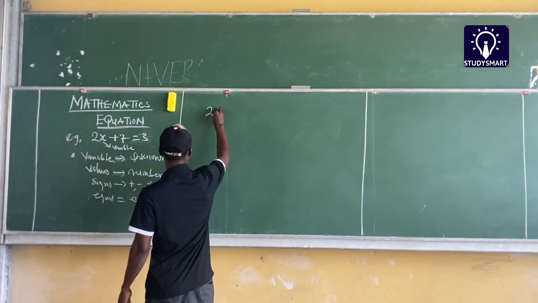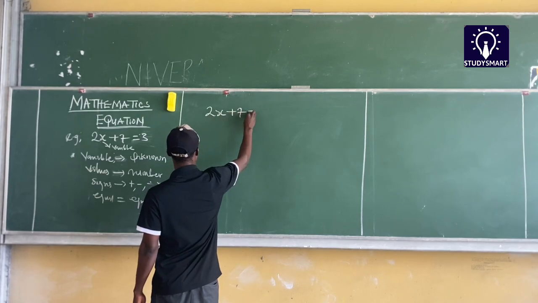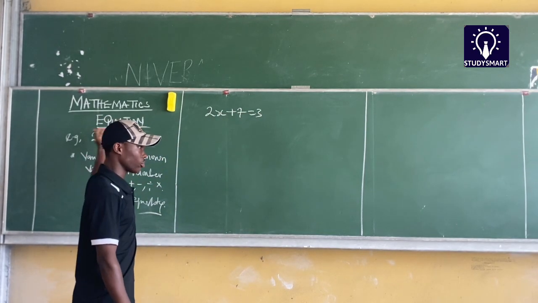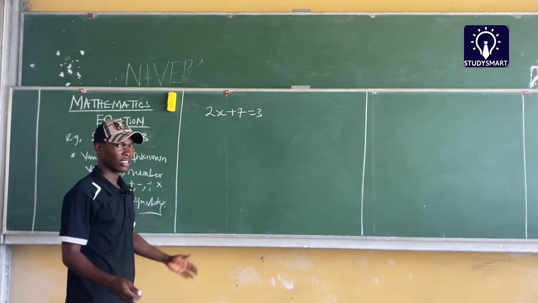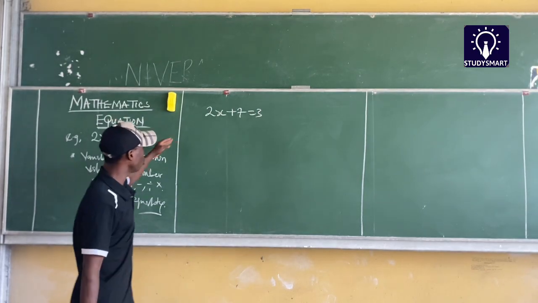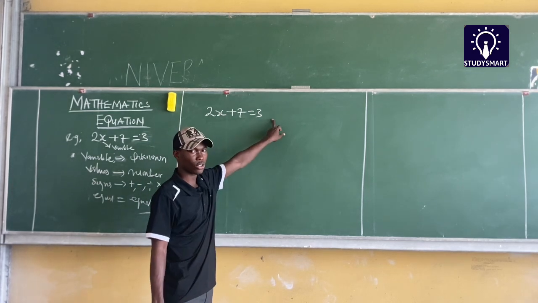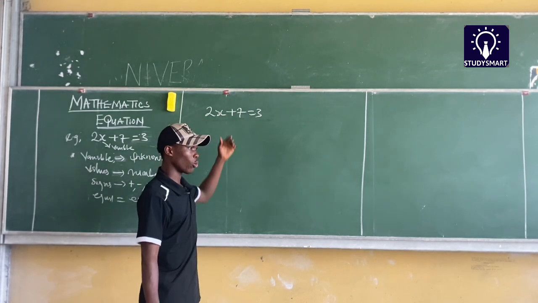We are going to solve this problem here just to illustrate that concept. We have 2x plus 7 equal to 3. I want to use this problem to illustrate the definition I gave for an equation. Don't forget I said it's a mathematical statement that shows equality of two sides. This is one side and this is another side.